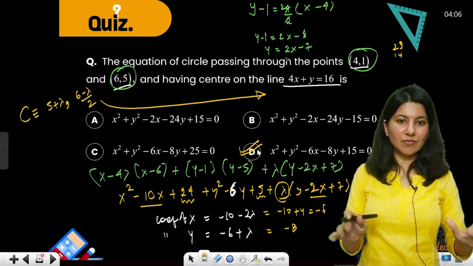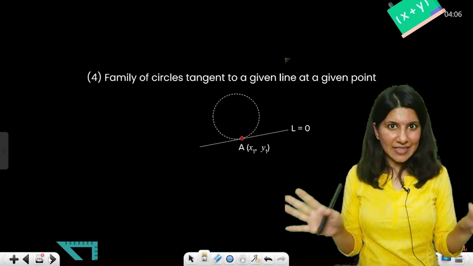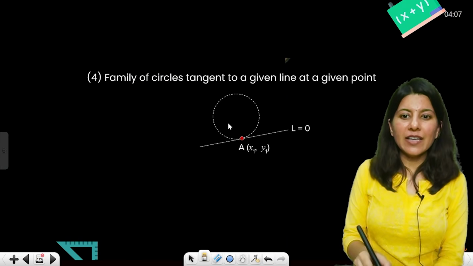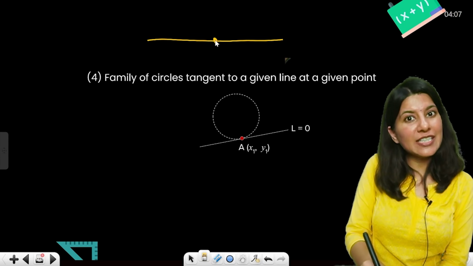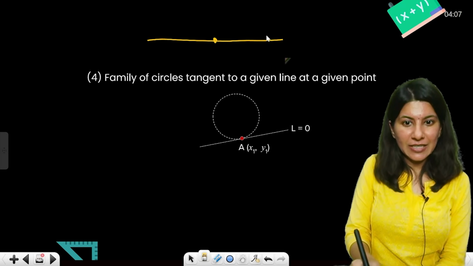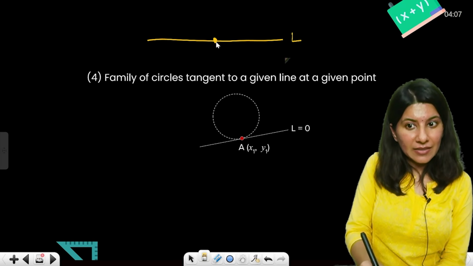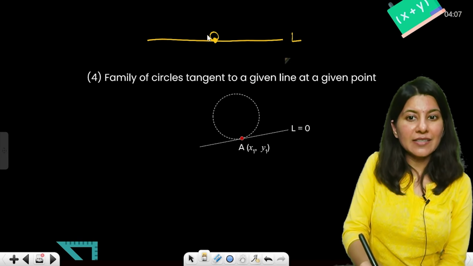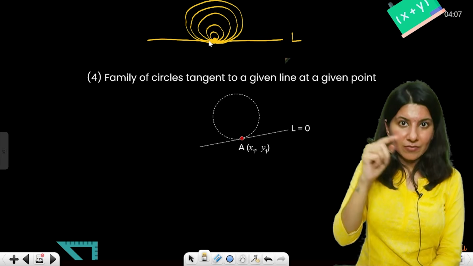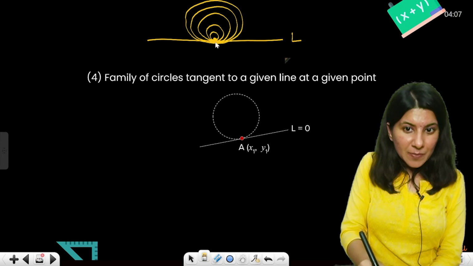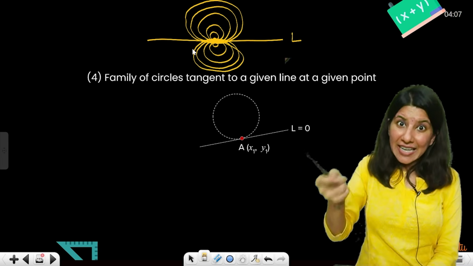Okay, done. All right. Now let us talk about the fourth and the last format, where a tangent line is given to you and point of tangency is also given to you. Tangent line, family of circles, tangent to a given line is given to you and at a given point is also. So there will be again, see, how many circles can we create or can we draw where a specific point is given and the condition is that the line should be tangent at that point.